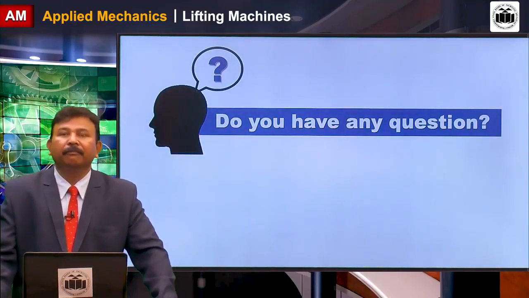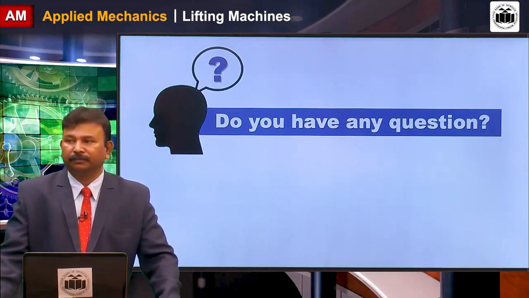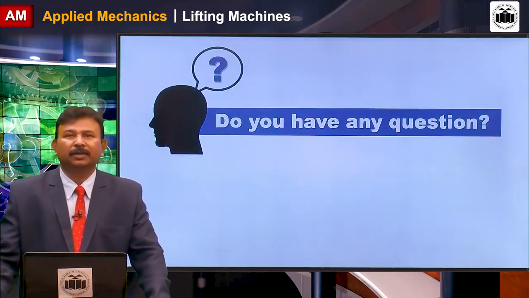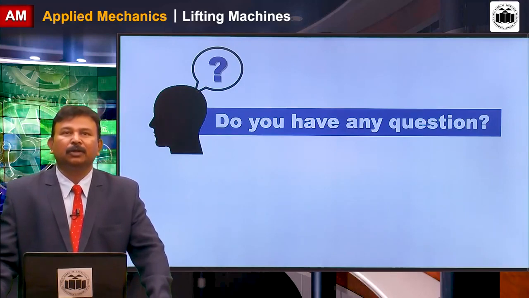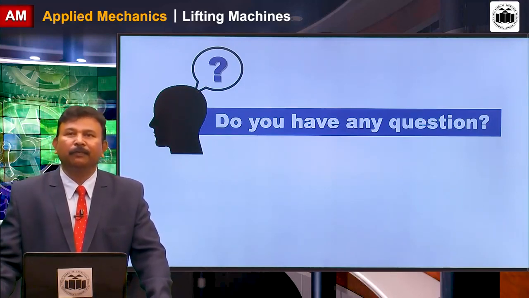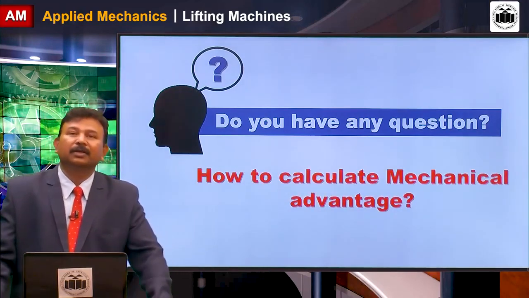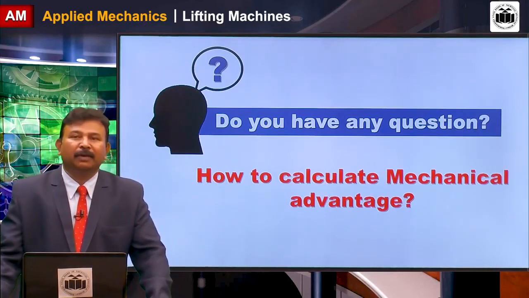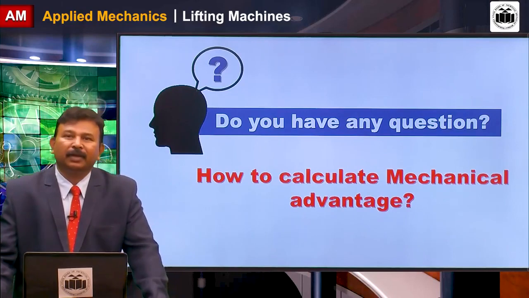Students, do you have any question? Students, we completed our first objective of this topic. Do you have any question regarding this first objective? Yes, I have a question. How to calculate mechanical advantage? Very nice question. It is simply the ratio of load lifted by the machine to effort applied to lift the load. I hope you all followed the answer.